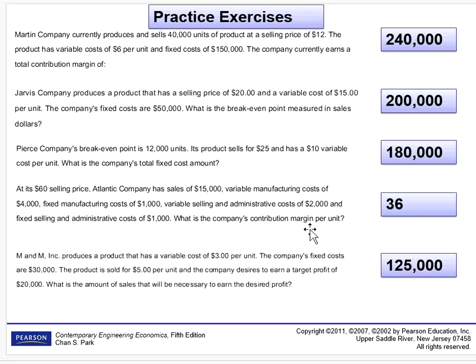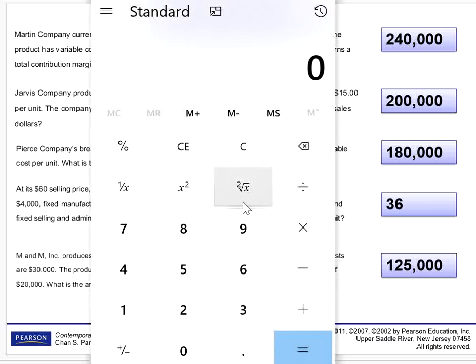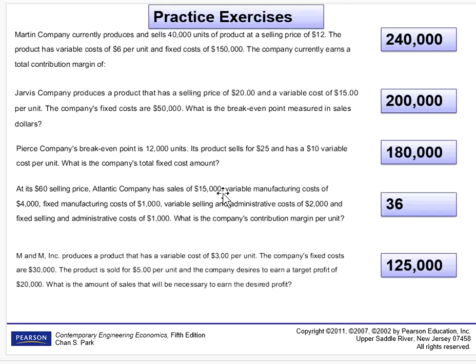What is the variable cost? We have variable manufacturing cost 4,000 and then variable selling. So you have two types, V1 and V2, which is 4 plus 2, 6,000. So 6,000 divided by 250, we can get V. This is our V, 24. And what is P? Already we know 60. 60 minus 24 is 36. This is the answer. This is how you get it.